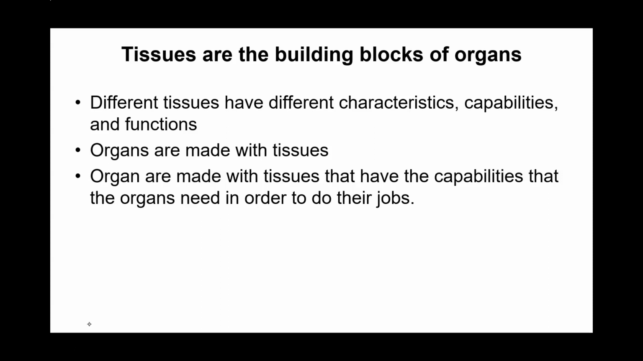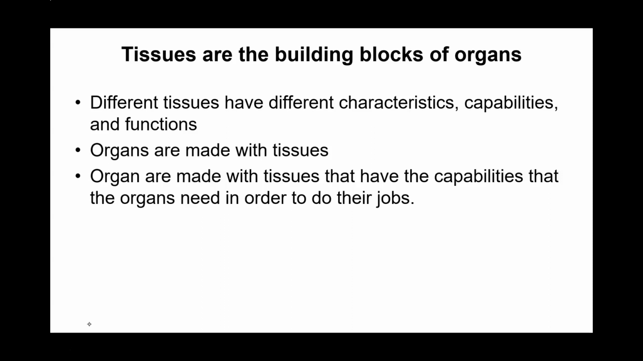As we begin our talk of tissues, what I want you to keep in mind is that different tissues have different characteristics or capabilities. And the characteristics and capabilities, or the functions of a tissue, are based on its cells and its matrix. Right? Now remember, tissues are not the end of the levels of organization. Multiple tissue types will come together to form organs. Right? So organs are made of tissues. And organs are made with the tissues that give the organ the capability to carry out its job.